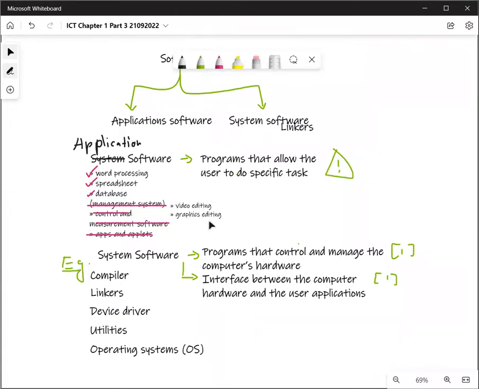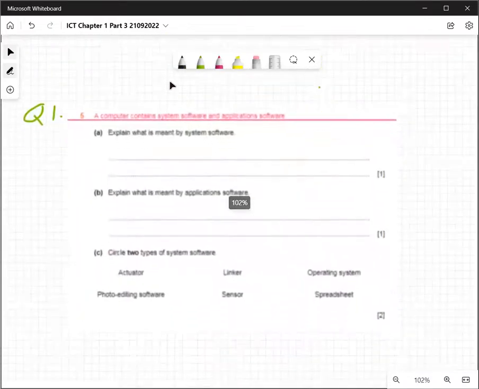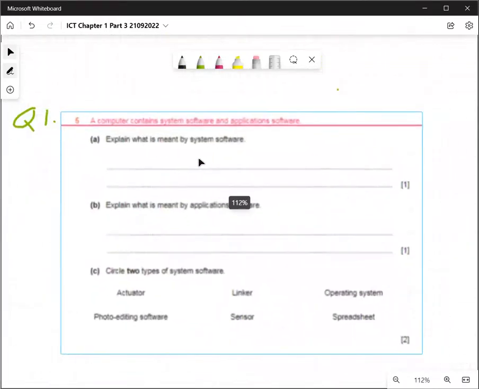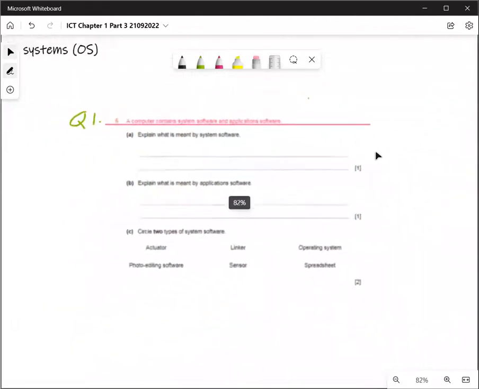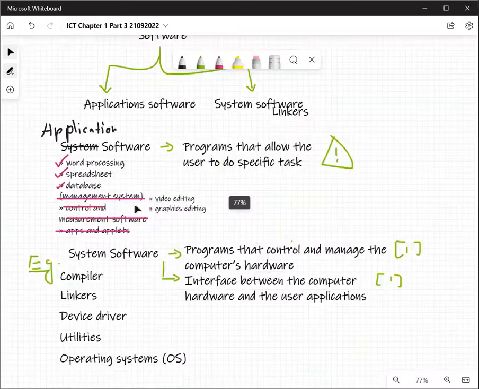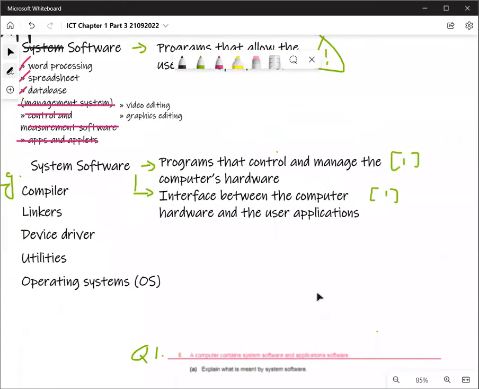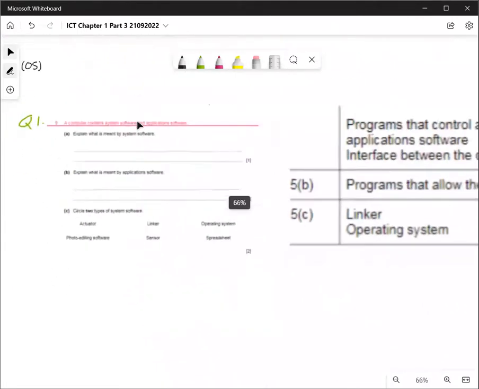Now let's continue. You can get these in the notes, okay? Continue. Explain what is meant by system software. So only the graphic, this thing is left. 1 minute. Graphics editing. Oh, the spelling is wrong. I see. Done.